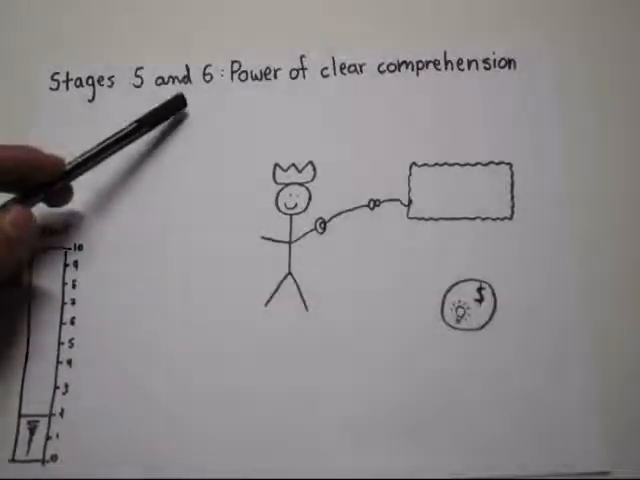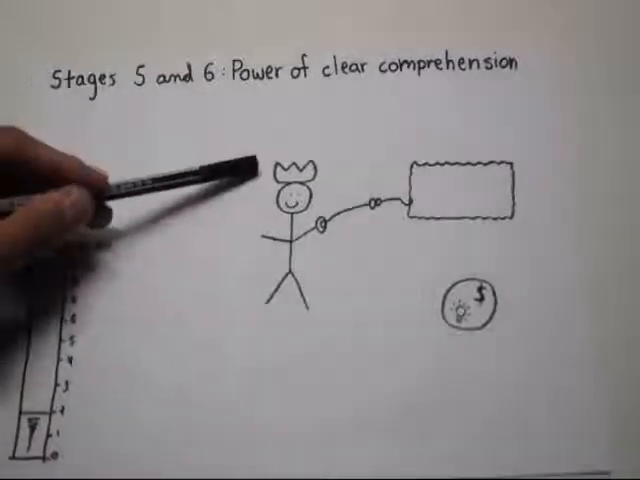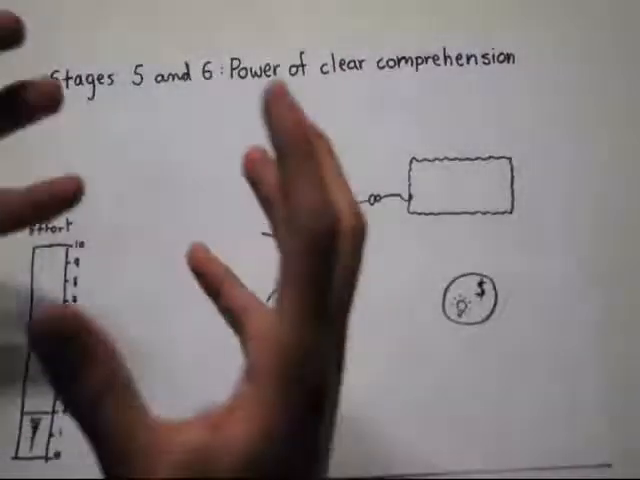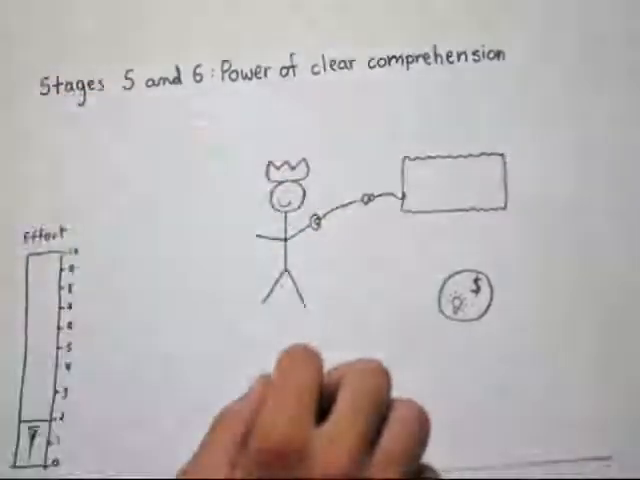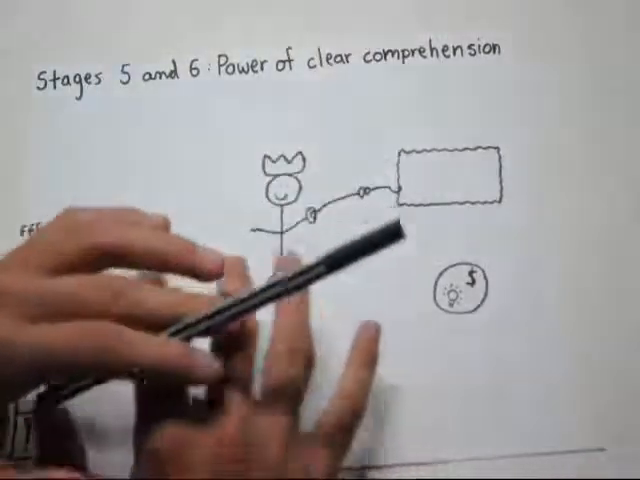Stages 5 and 6. Power of clear comprehension. The man now wears the crown, showing that he now has a clear understanding of his situation, the object, and his mind. The bag of money is now very little, because the distractions have almost totally vanished.